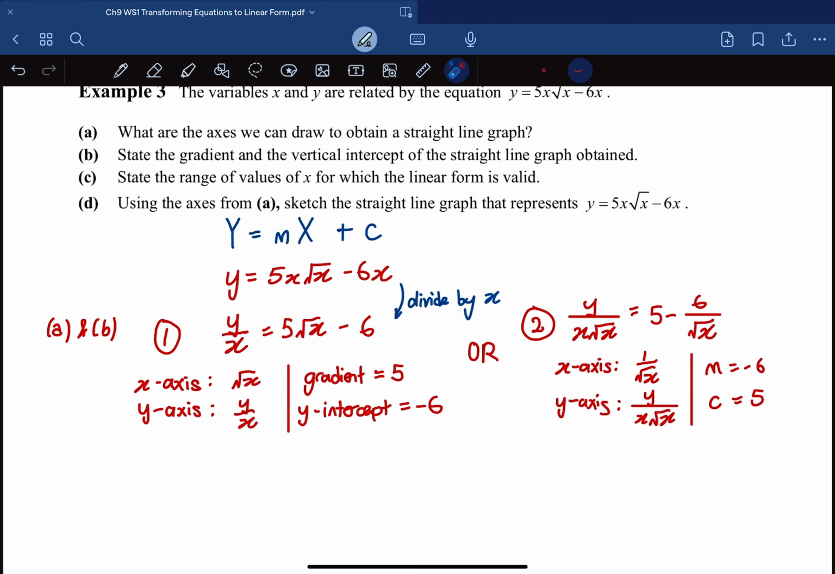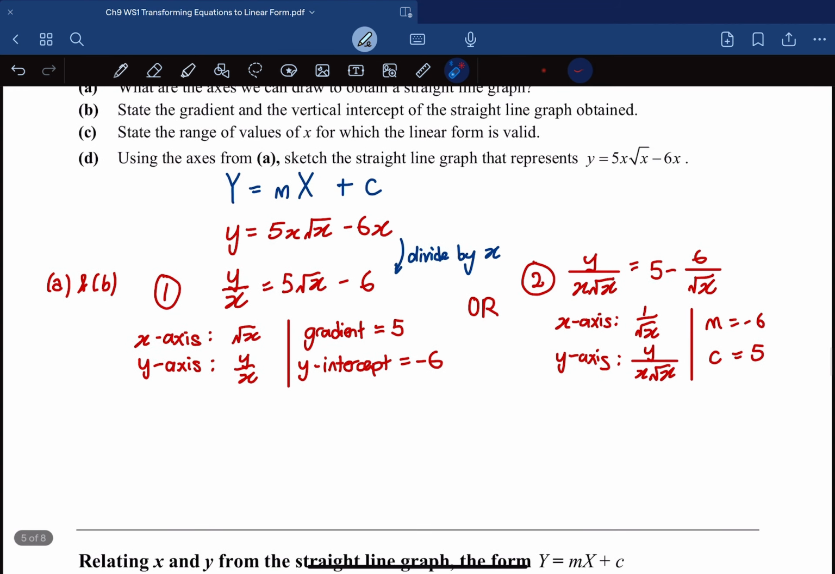Okay, so actually there is no right answer. To me, I would think that method 1 here will be easier because the calculations seem much easier. I only have divide by x and here root x over here. Whereas for method 2, I have x times root x. If you are careless, you may make careless mistakes in your calculation. But either way, it's fine as long as you can get the correct answer.